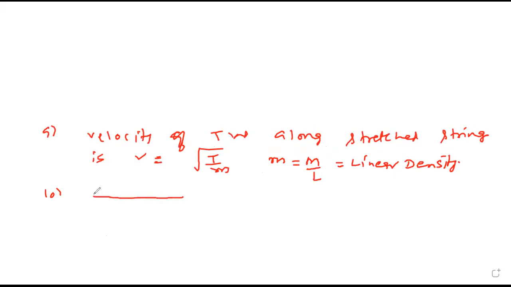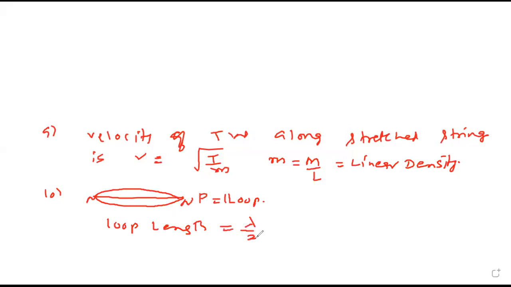If a string vibrates with one loop, then what is the loop length? One loop length is how much? Lambda by 2. One loop means lambda by 2.